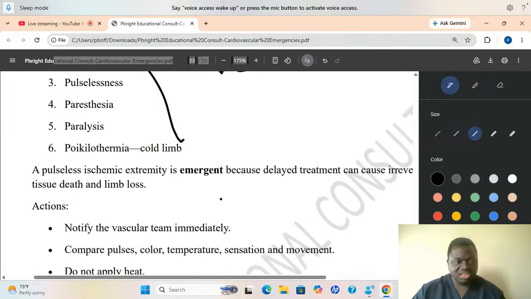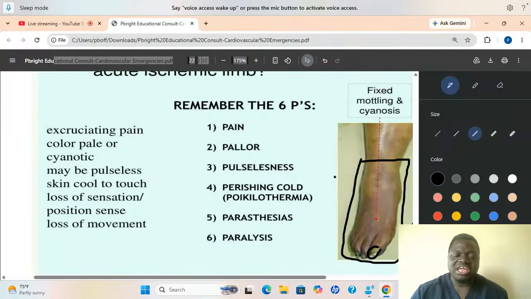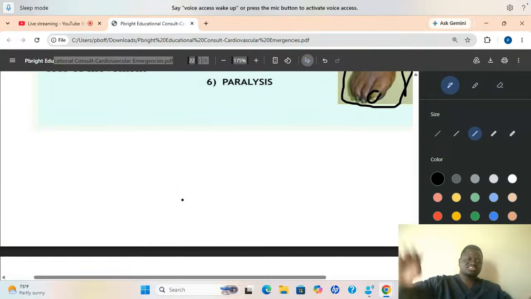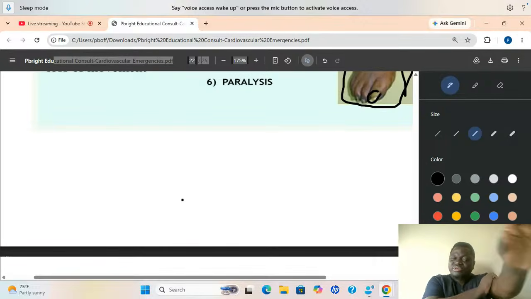A pulseless ischemic extremity is what? Emergent, because delayed treatment can cause irreversible tissue death, and we have to do what? Amputate the leg. Those of you who tie tourniquets and forget, you are causing acute arterial occlusion. You are blocking arterial supply to the limb. Some people would tie a blood pressure cuff and forget and leave. The patient is unconscious. They can't talk.